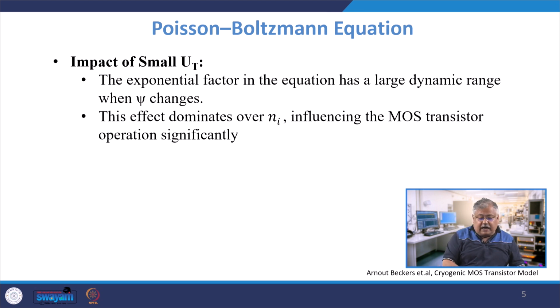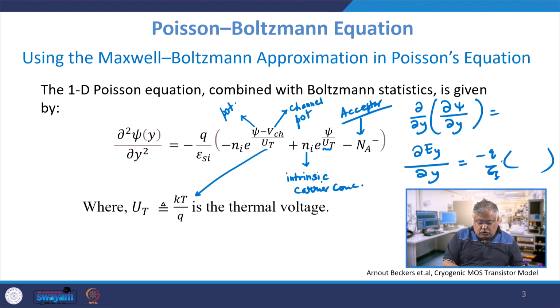We remember kT by q is UT, but what happens is that the exponential factor in the equation has a large dynamic change. I will show you which expression. Let us look at this expression here. This is basically an exponential dependence on psi, right, and this is also an exponential dependency on psi. Psi is the potential. So, if my psi changes by a small amount because of cryogenic or whatever reasons, the change in this quantity becomes excessively large, right.